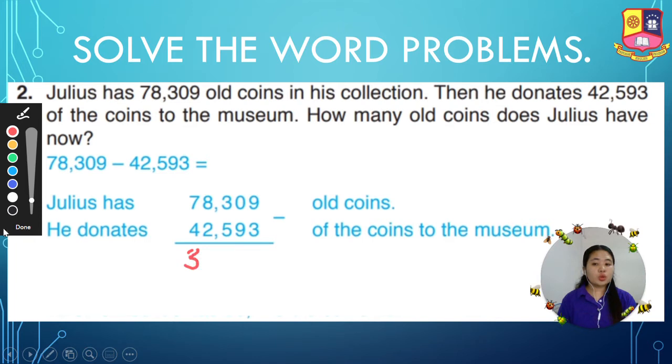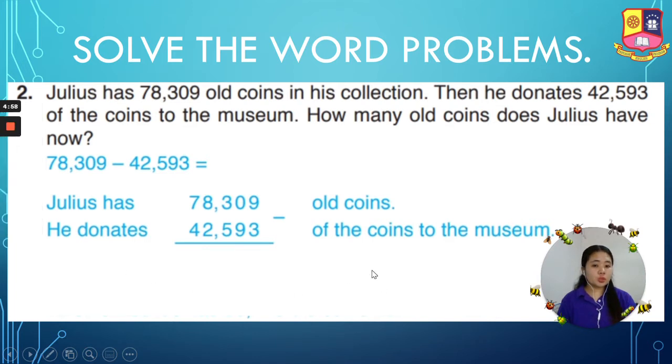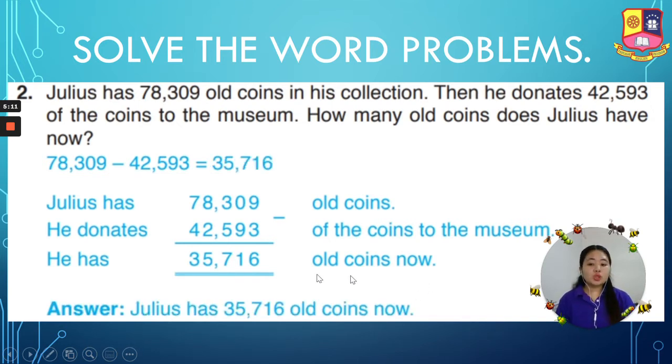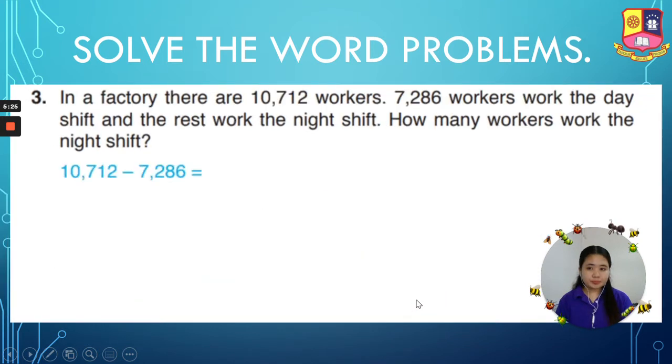So the total answer for number 2: he has 35,716 old coins now. So what is the answer? Julius has 35,716 old coins now. Okay, so that's it. Let's go now to number 3.